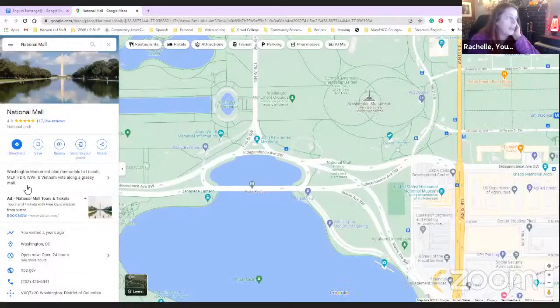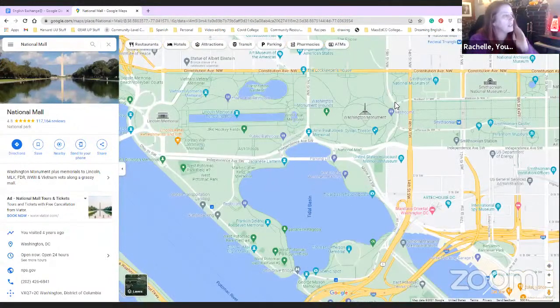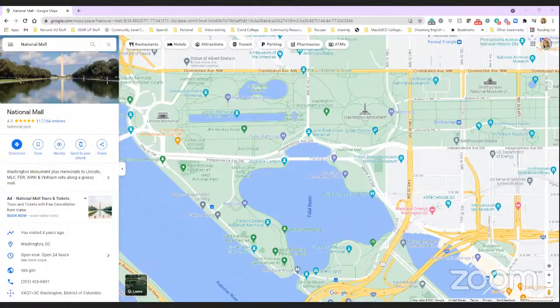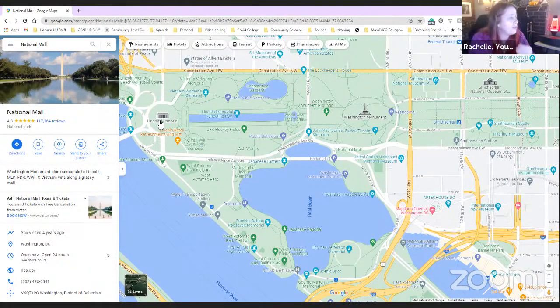All right, so I'm going to share. This is the National Mall here, and what I want to show in the National Mall is that basically the National Mall is this long grassy area, and there's a bunch of different monuments in the United States. So basically we have Lincoln Memorial, and I'm going to show you a couple of them, the Capitol and all that, and on either side is a bunch of different museums for the United States.